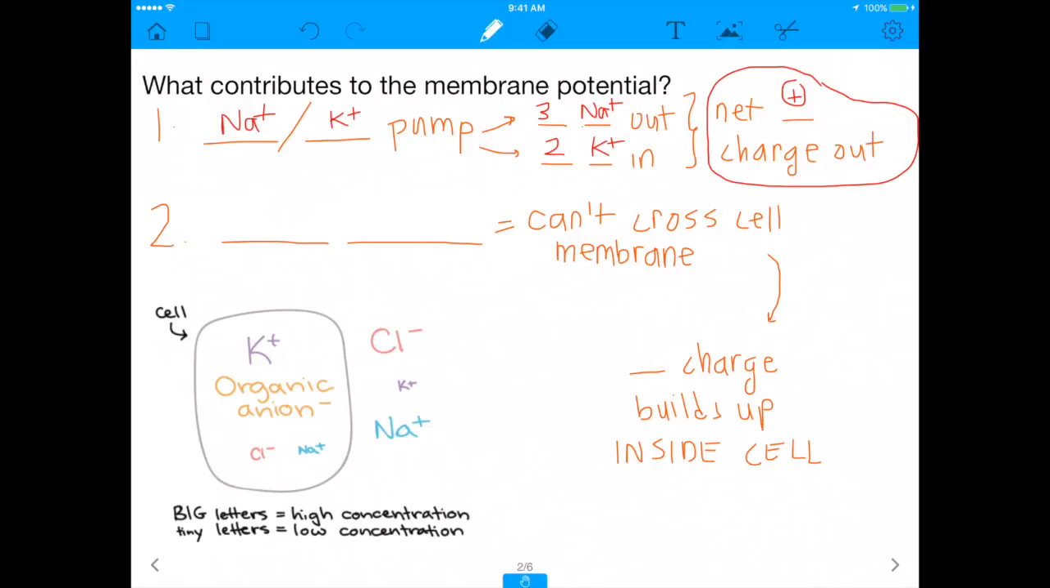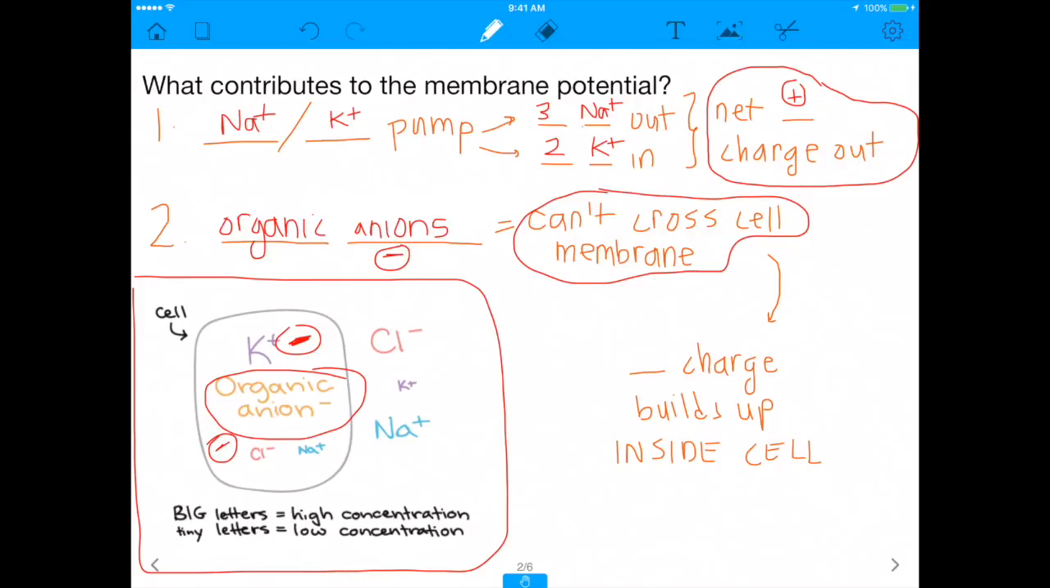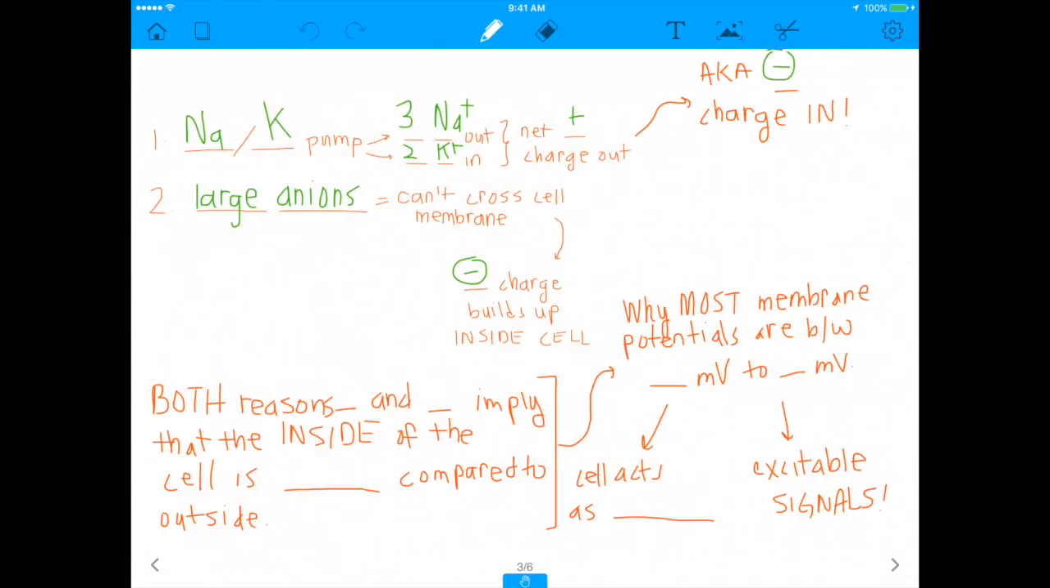All right. The other thing that we also have is detailed by this picture here. What I'm also going to show you is that inside of the cell also has a large amount of organic anions. So organic is just the fact that they're related to carbon. Anions relates to the fact that they're negative. So the inside of the cell has a lot more negatively charged organic anions, and those anions can't cross the cell membrane because they're so massive. And because of that, the negative charge actually ends up being built up on the inside of the cell. Right? So those are two main reasons why the inside of the cell is negative compared to the outside.